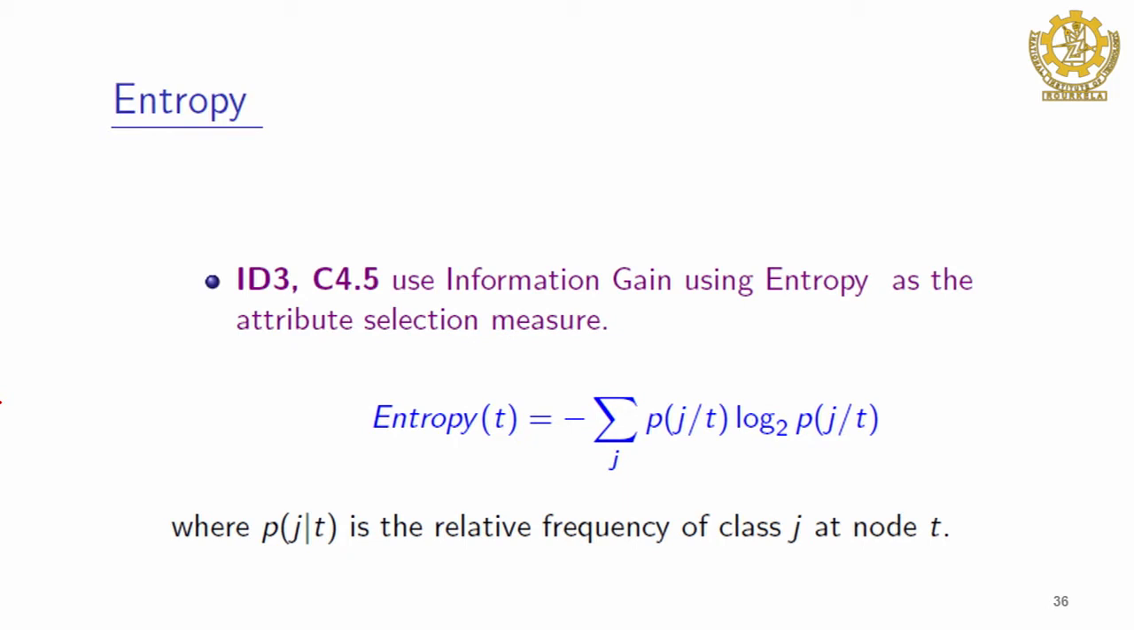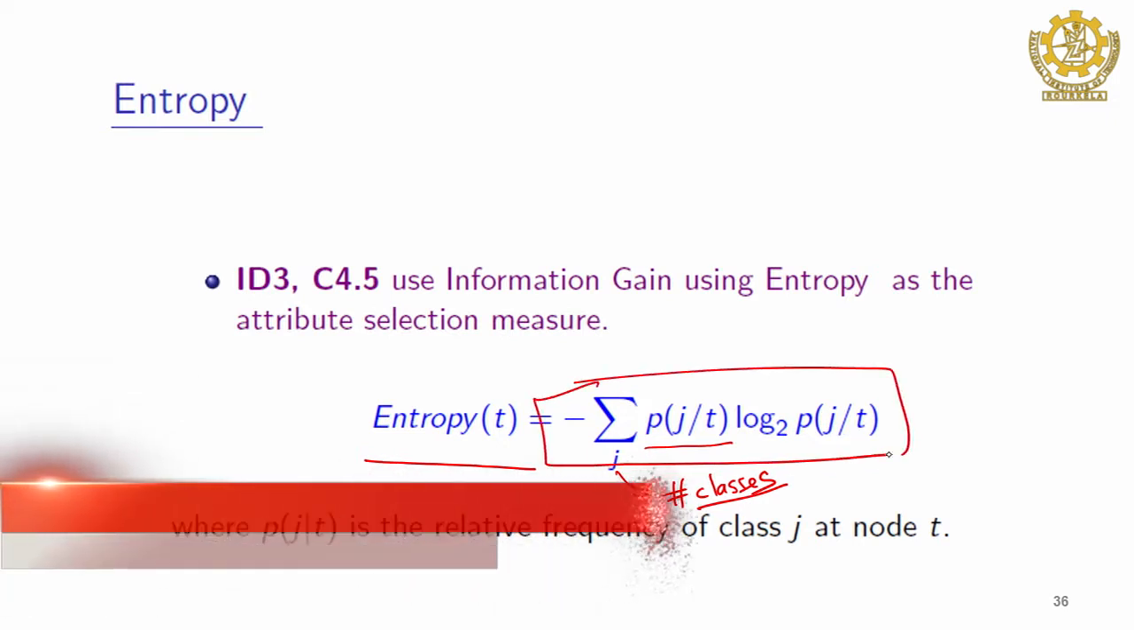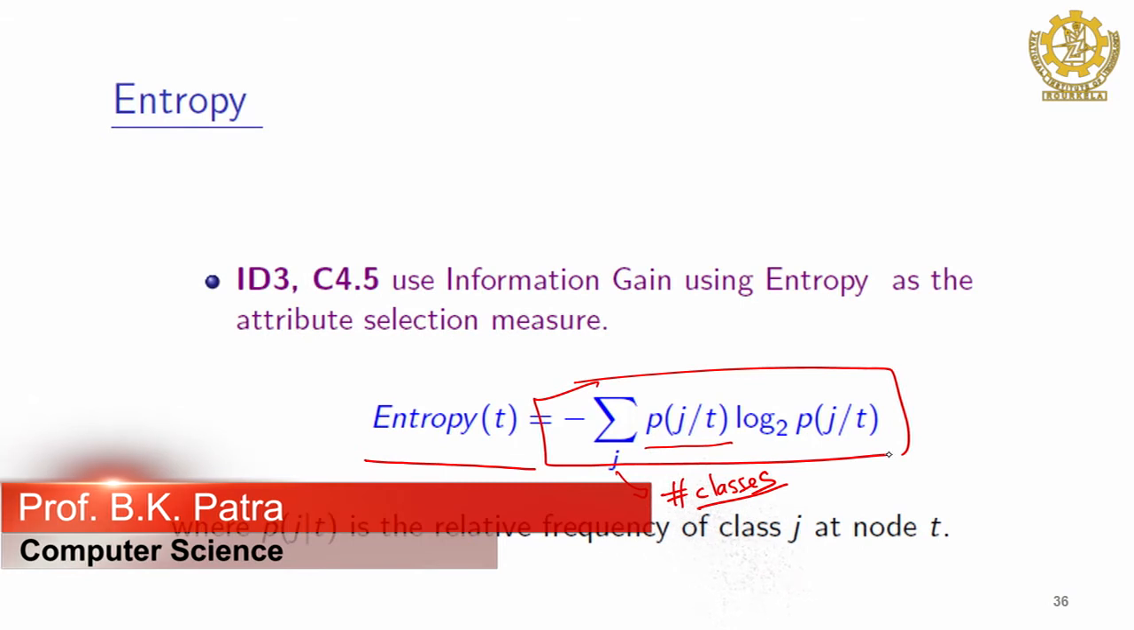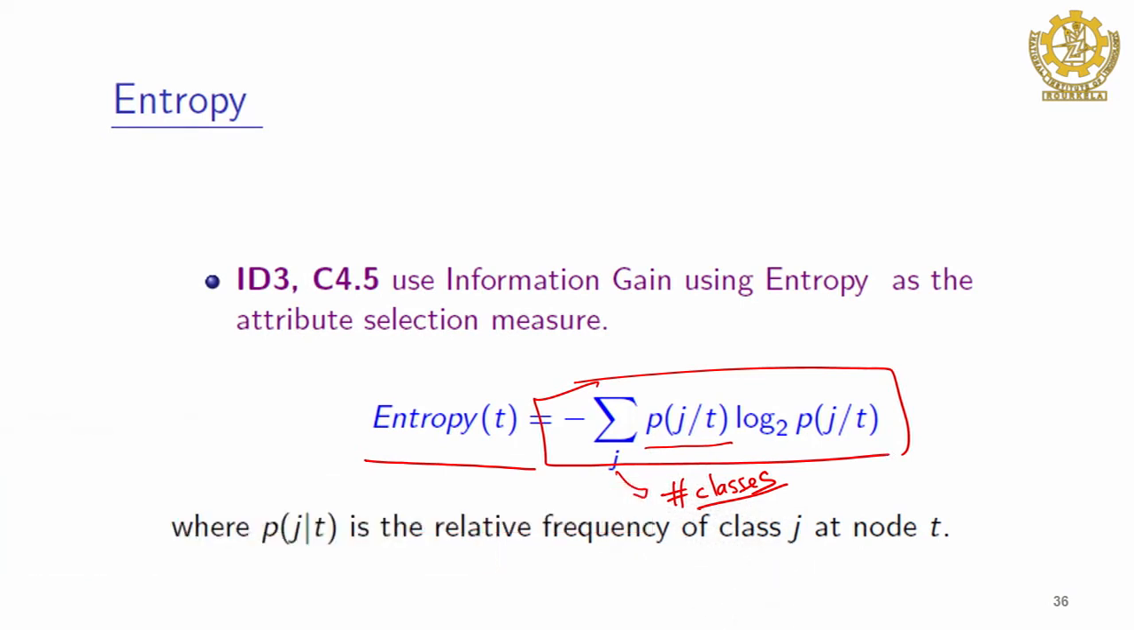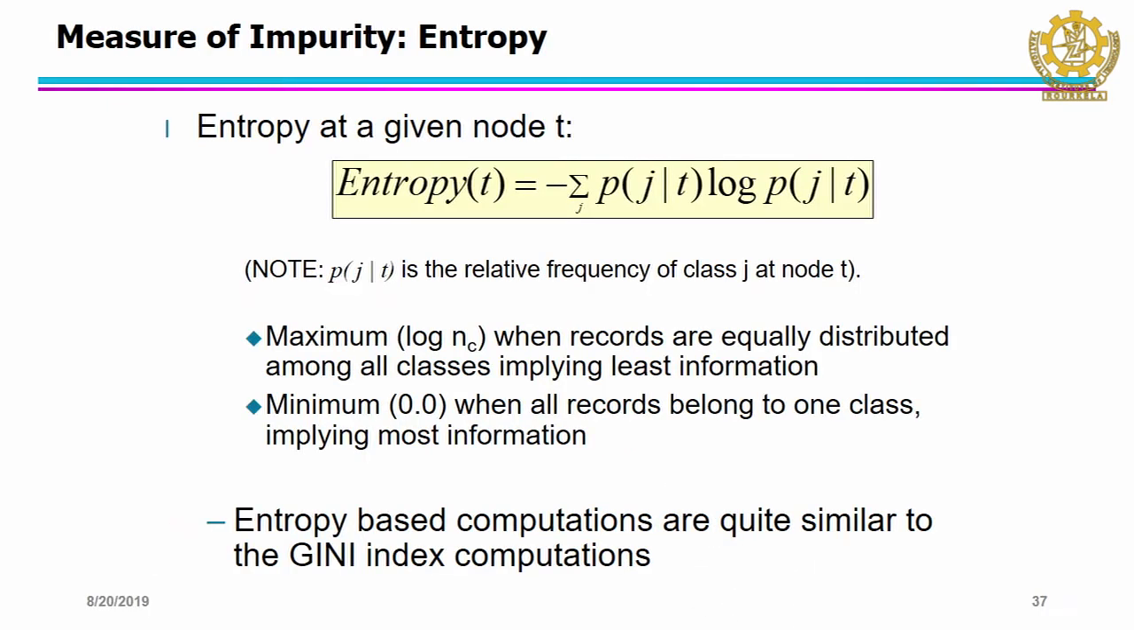So, this is the formula for entropy. As we can see here, the entropy at a particular node T will be the summation over the number of classes, and Pjt is nothing but the relative frequency of class j at node T. We have discussed this formula earlier also. Now, how will we use it in this problem?